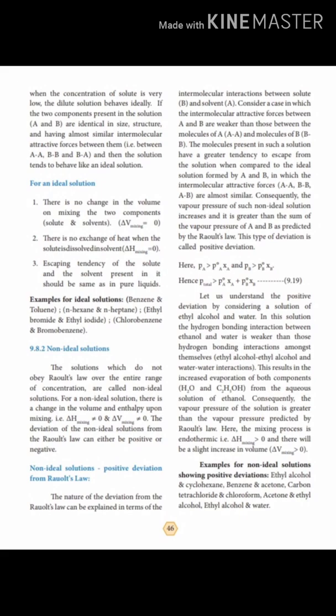When the concentration of solute is very low, a dilute solution behaves ideally if the two components present in the solution are identical in size, structure and have almost similar intermolecular attractive forces between them. For an ideal solution, first, there is no change in volume on mixing the two components, solute and solvent: del V mixing is equal to 0.